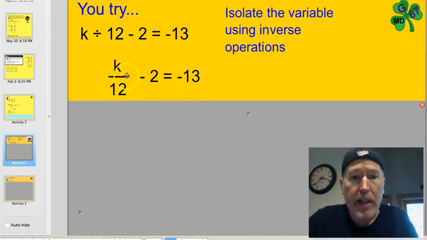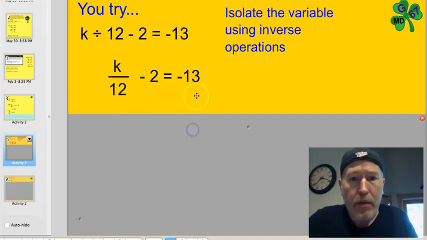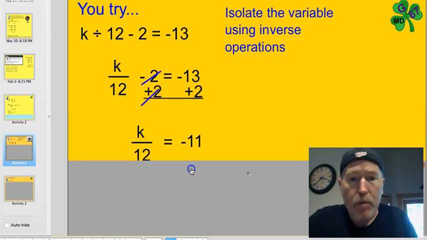I wrote it out like this. I like it as a fraction bar. You can do it the other way. But the first thing I did, get rid of this minus 2. I added 2 to both sides. So what I ended up with was negative 13 plus 2, which is a negative 11. So I have k over 12 equals a negative 11.